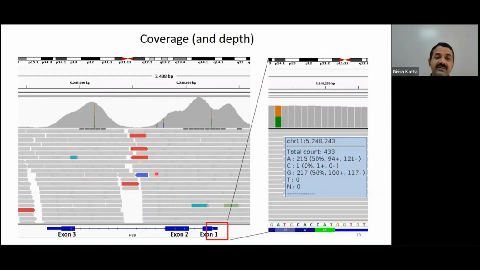Now, again, to illustrate what is coverage and depth, coverage has two aspects. One is breadth, the second one is depth. Breadth is what region is covered breadth wise. Depth is the number of times it is sequenced. You can see here exon 1 has 433 reads, out of which A is 215, C is 1, G is 217. So this is the meaning of depth of coverage. This is covered 433x, and we have a heterozygous variant here.